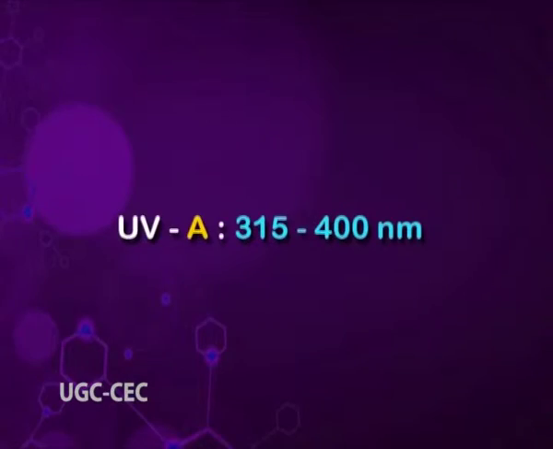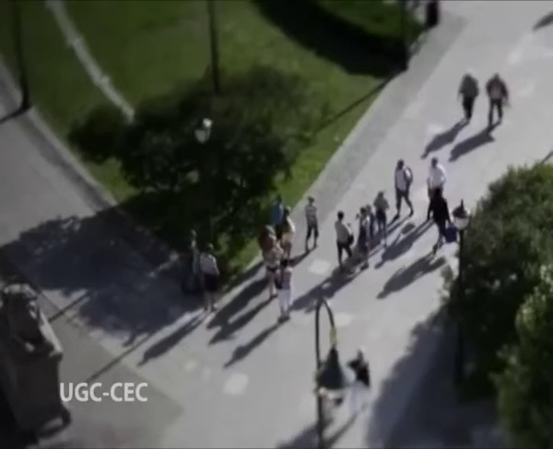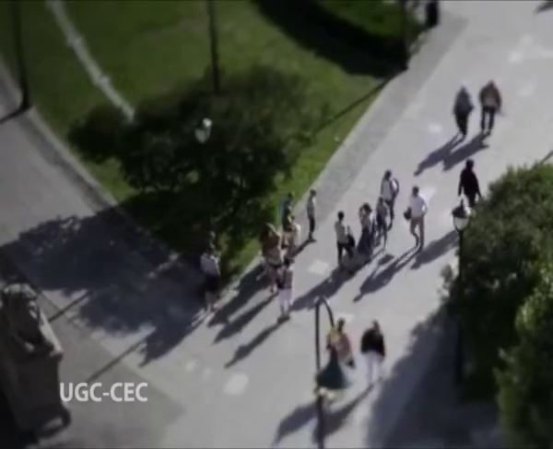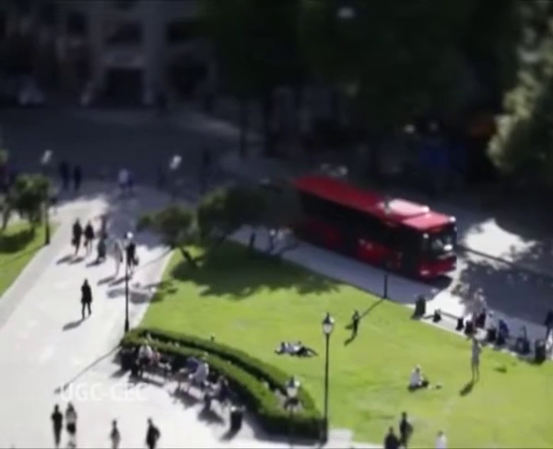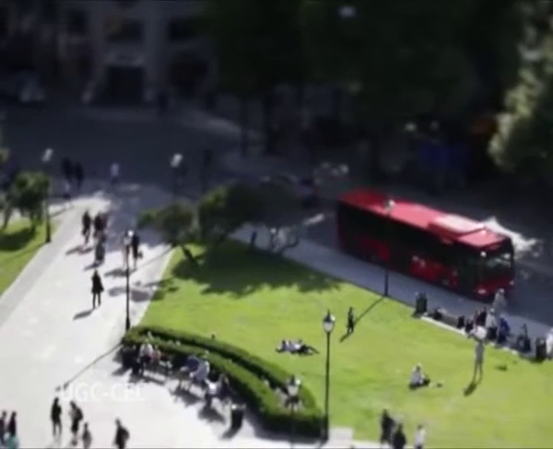UVA radiation is absorbed to a very little extent by ozone, and almost 78% of this radiation reaches the global surface. Thus, UVA is not harmful to the living organisms.